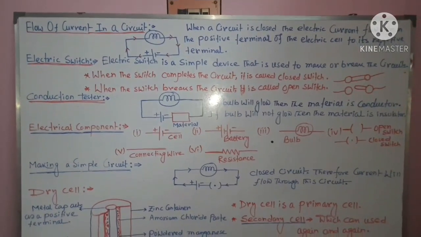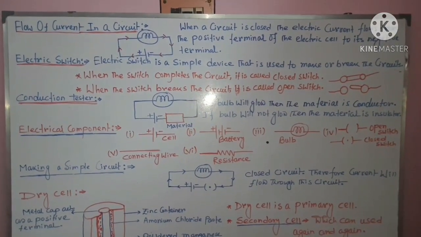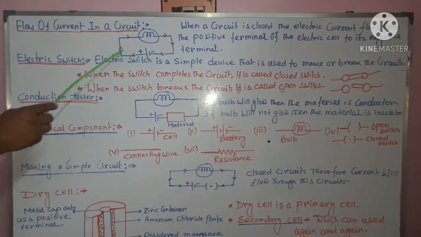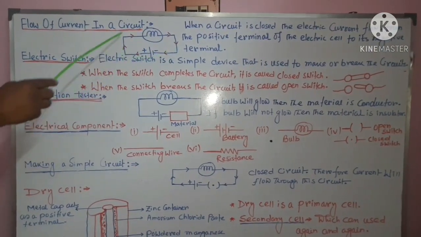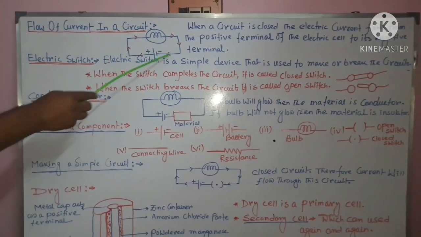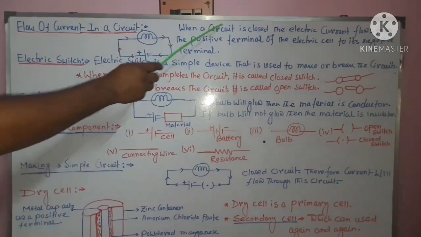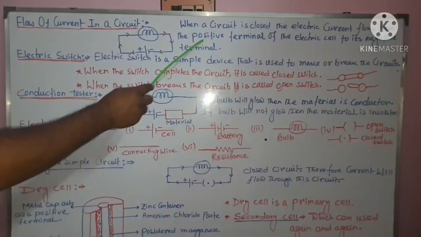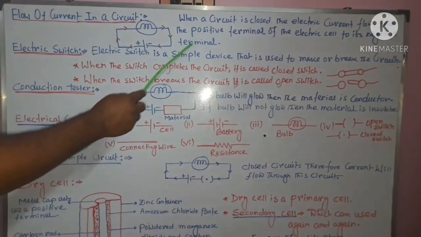Whenever a circuit is closed, remember the current is flowing from the positive terminal of the cell to the negative terminal of the cell, as indicated by the arrow over here. That's why I write, when a circuit is closed, the electric current flows from the positive terminal of the electric cell to its negative terminal.